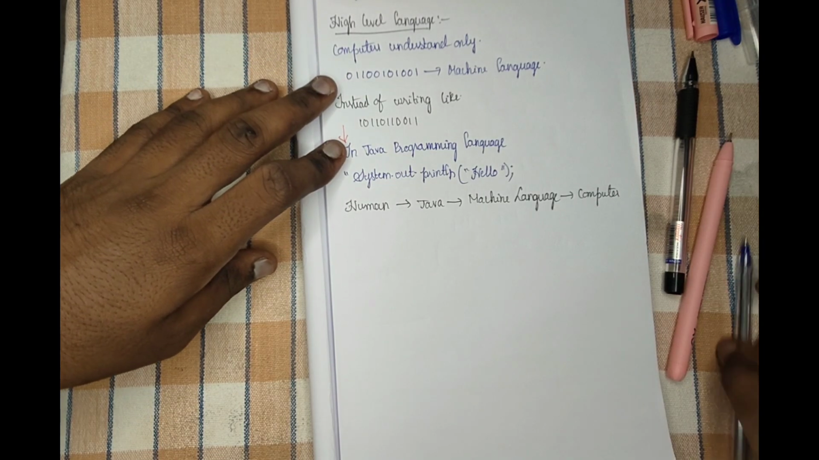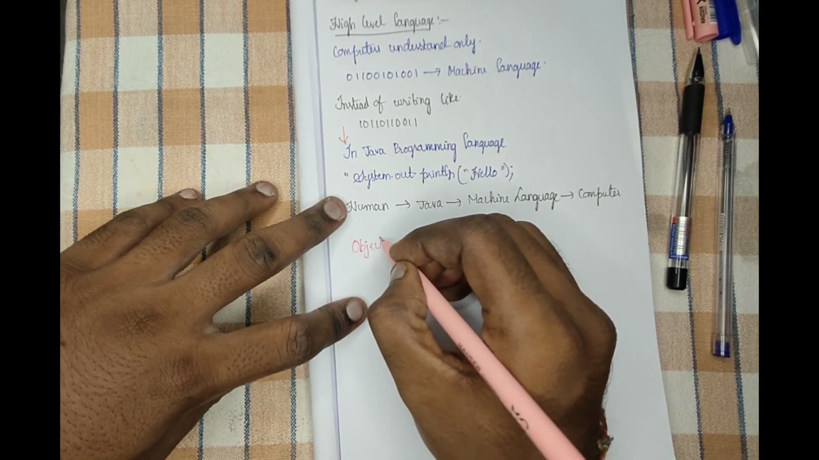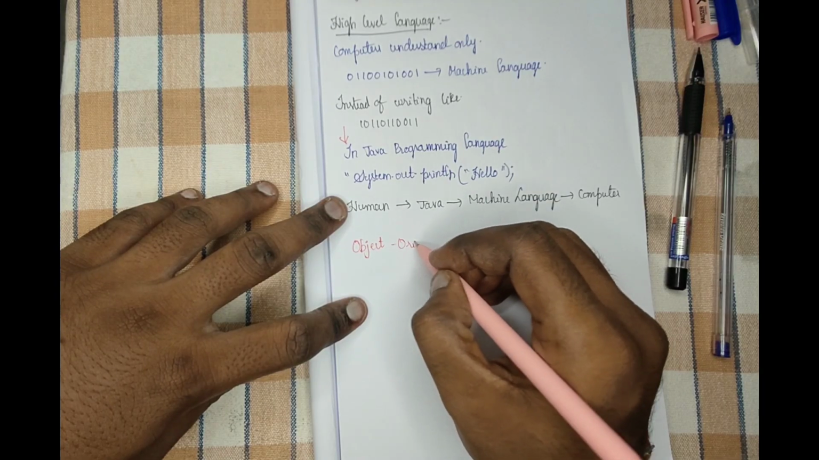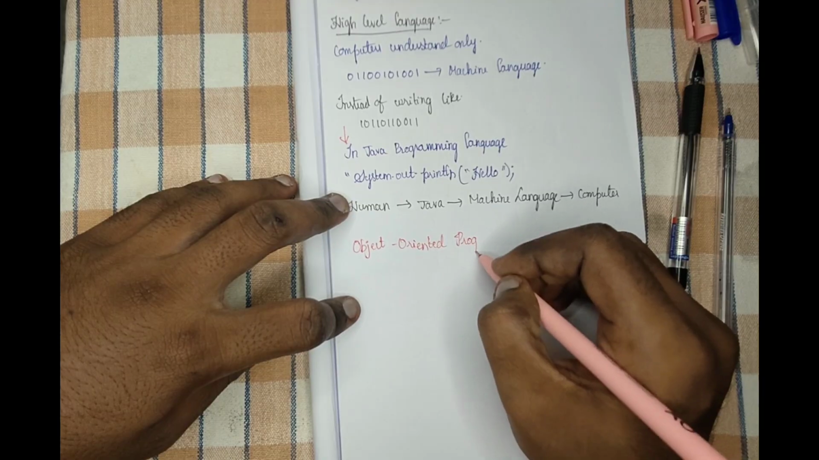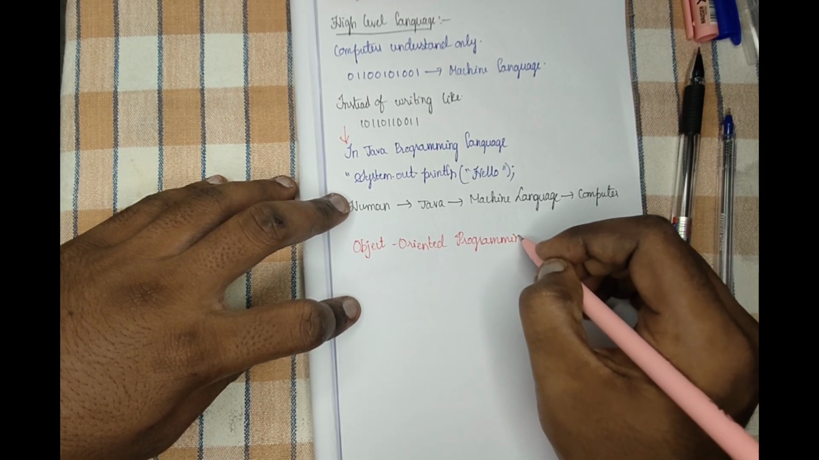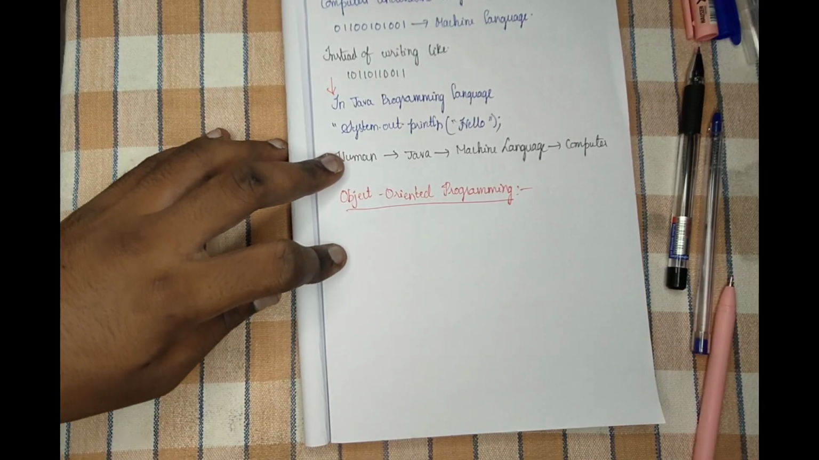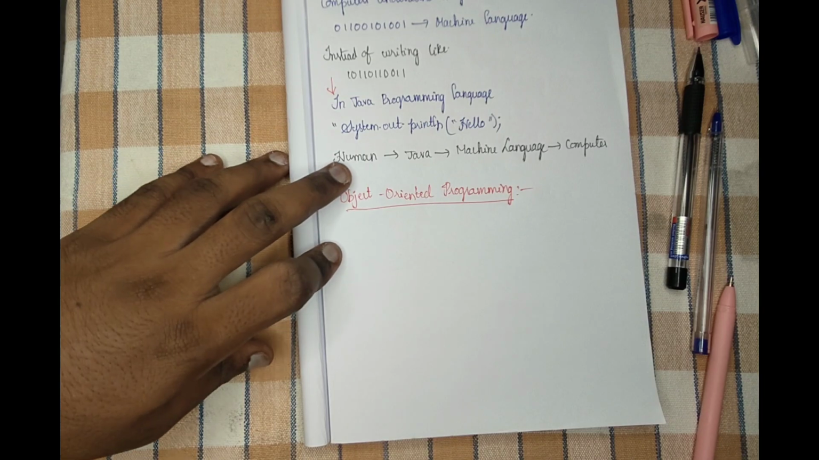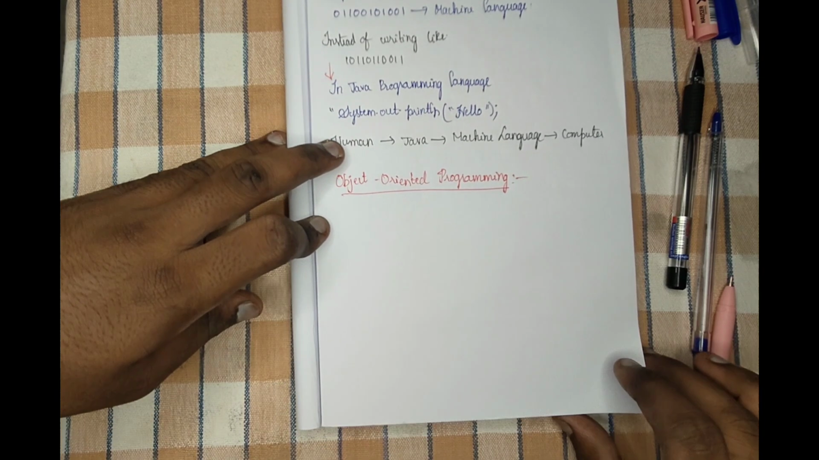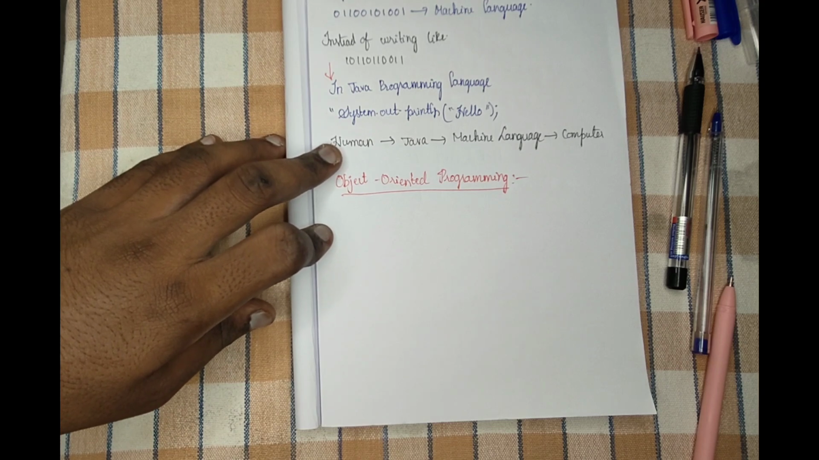One of the important topics is object-oriented programming. Look around your room. What can you see? A laptop, mobile, chair, bottle, table, fan, television, books. Everything around us is an object. Every object has properties and behavior.